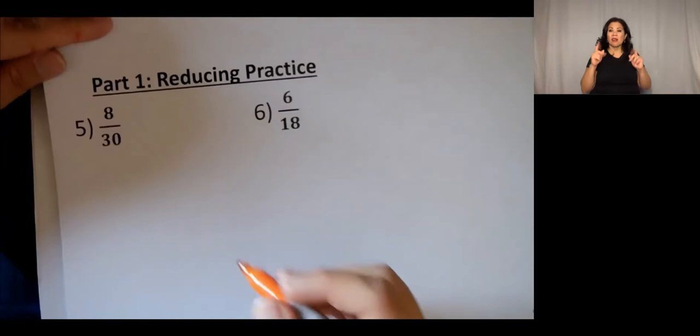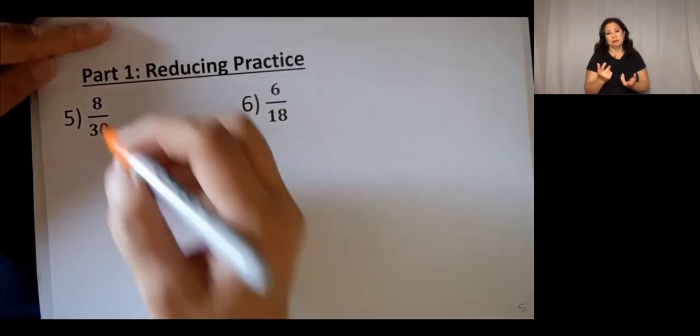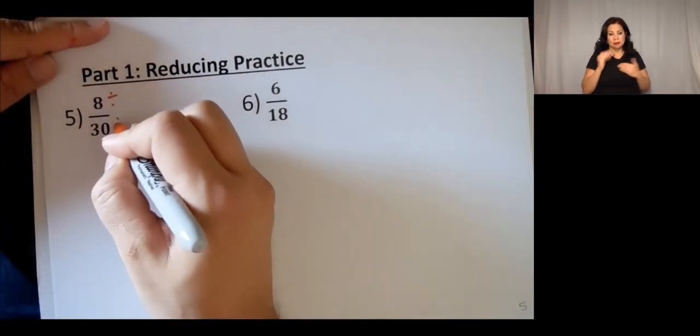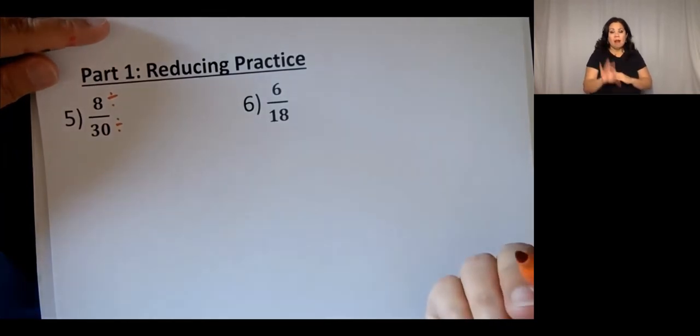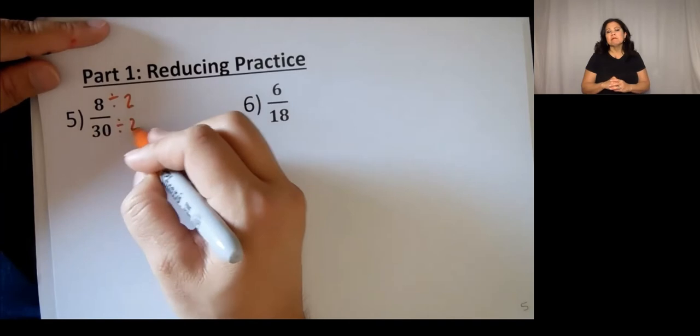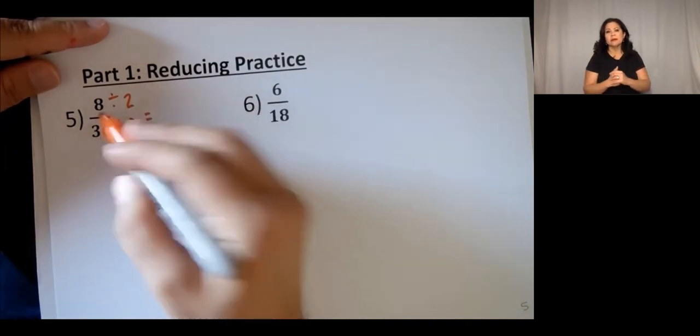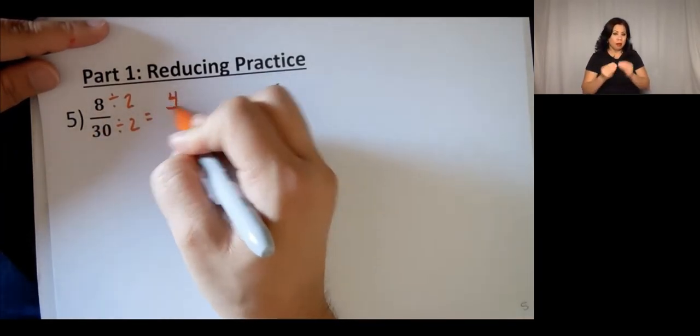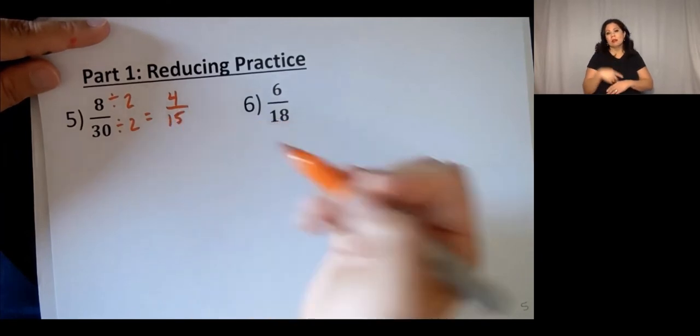All right, welcome back. So I am going to go ahead and start dividing. I'm going to find the biggest one they have in common. Let's try 2. Let's see what happens. All right, they're both even, so I'm going to do 2. That makes 4. That makes 15.